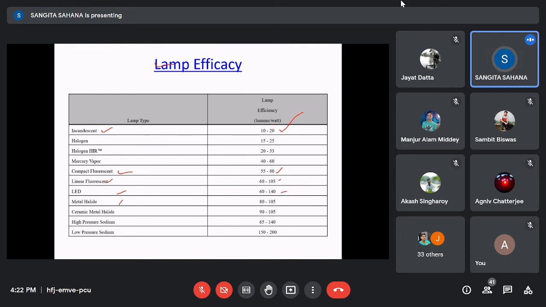For metal halide, those used in sports lights and street lighting, it is 80 to 105. The lamps that are used in sports lighting, cricket field or football field or whatever, those are ceramic discharge metal halide, 90 to 105. For the yellow street lights, high pressure sodium vapor lamp, it's 65 to 140, and the maximum efficacy, or most energy efficient lamp, is the low pressure sodium vapor lamp. This is 150 to 200 lumen per watt. Okay.